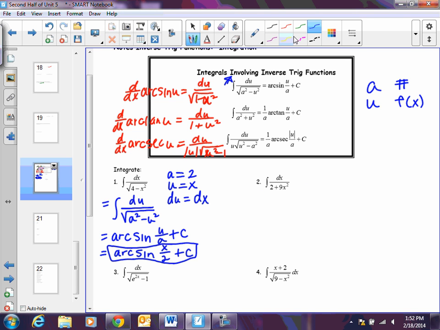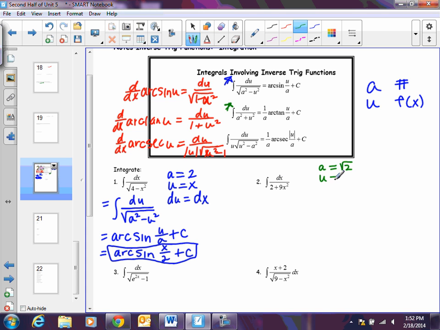So looking at problem 2, again, try to identify which one you think it's going to be. Which one? Arctan, I agree. This has a plus, there's no square root. So then we're going to go ahead and assign the a. You might think, oh, a is 2, but remember a squared is 2. So what's just a? Square root of 2.